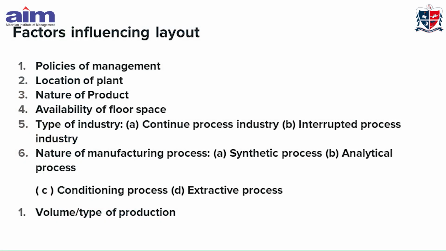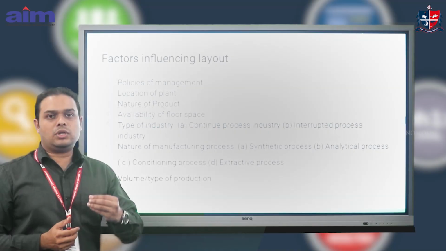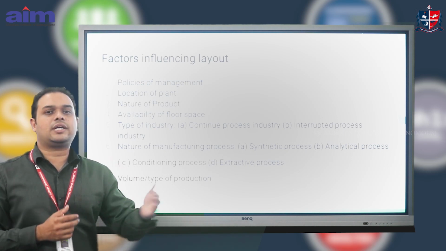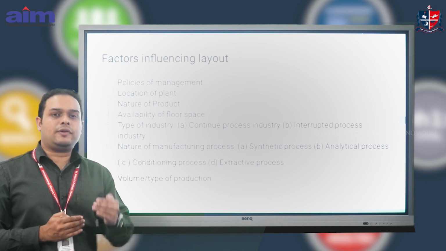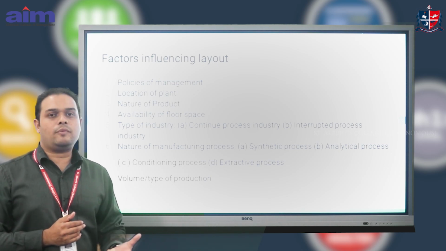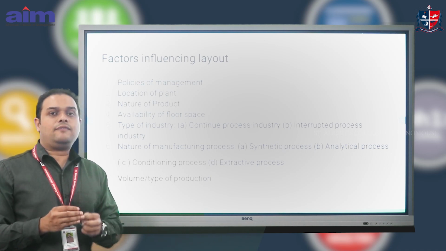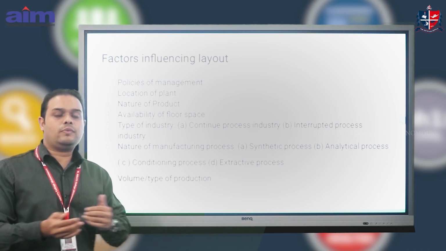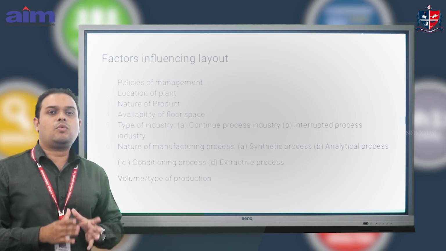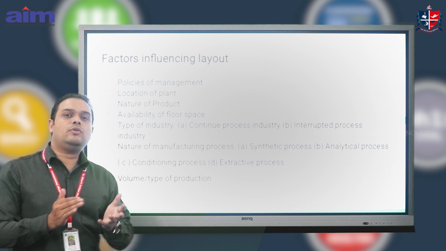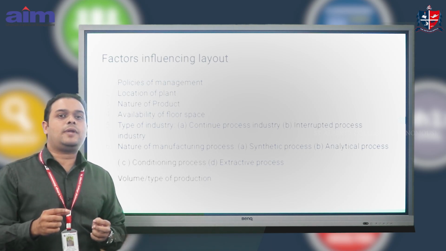Then there are several factors influencing a plant layout. The first factor is policies of management. Now, sometimes management wants a certain type of layout. It might happen. Whether it is suitable or not, that is a secondary question. But sometimes managements prefer a certain type of layout. So you have to accommodate that accordingly. Then you have location of the plant. Whenever you have a certain amount of money, or you're situated in a specific area, you will be limited to a specific location. So maybe you will have to accommodate your plans or change your plans accordingly.